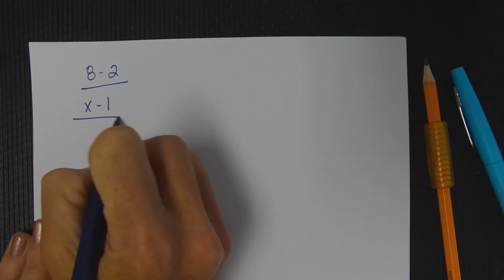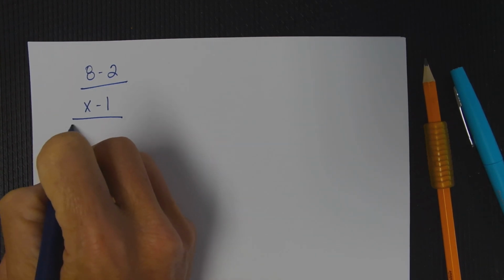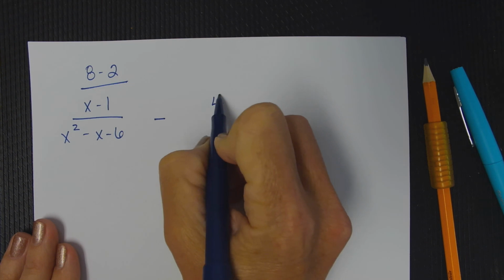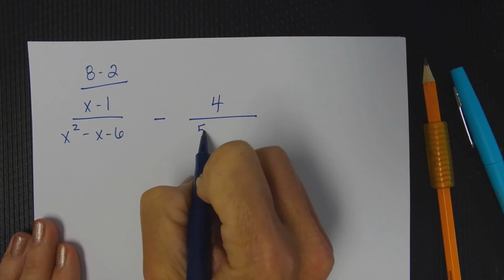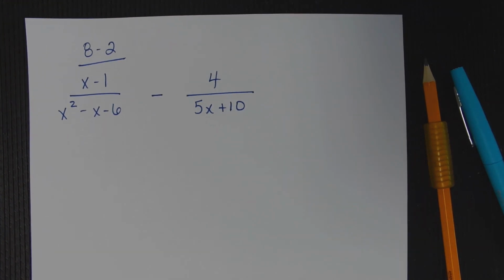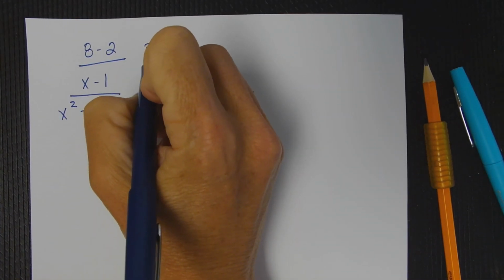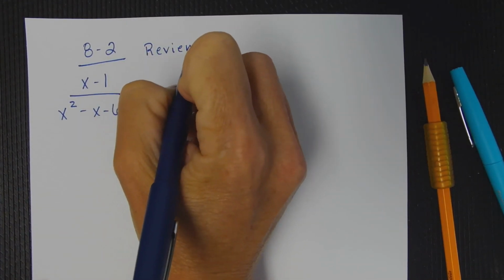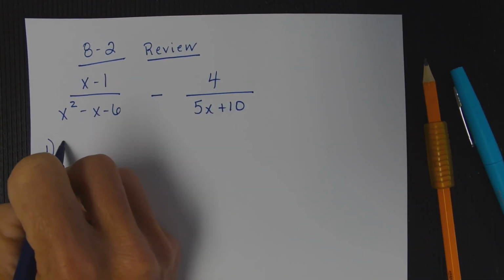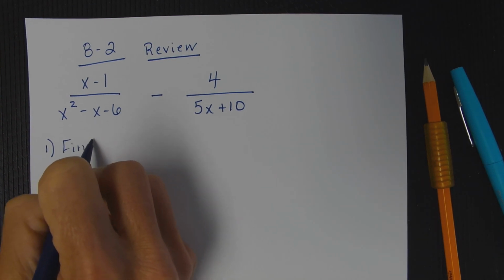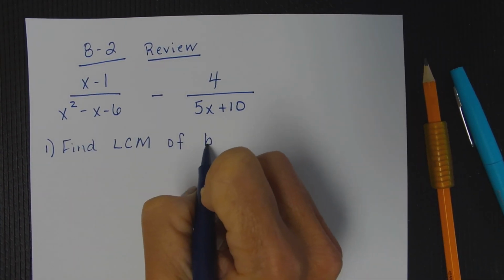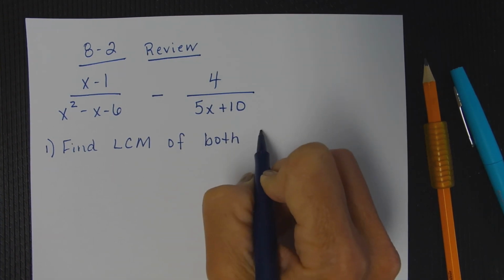All right, I'm sorry, new problem. x squared minus x minus 6 minus, there you go, there's a subtraction, 5x plus 10. Okay, so we are just reviewing adding and subtracting. First step, find the least common multiple of both terms.